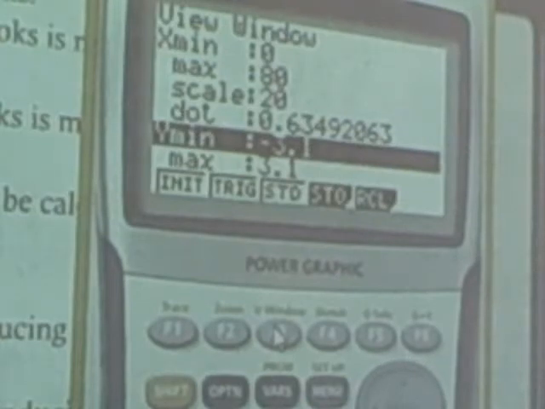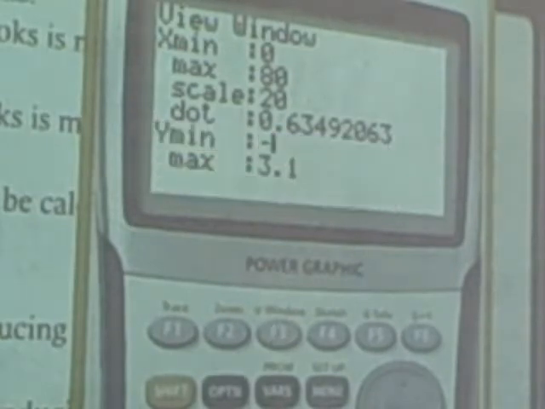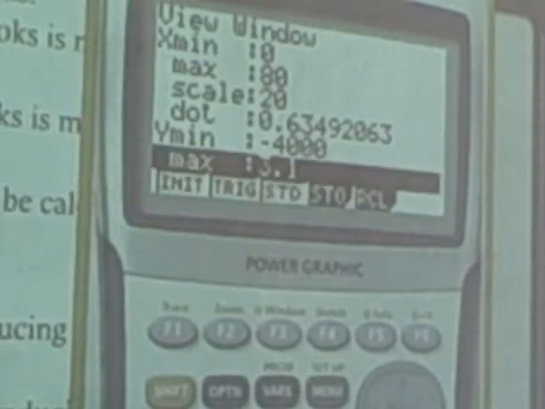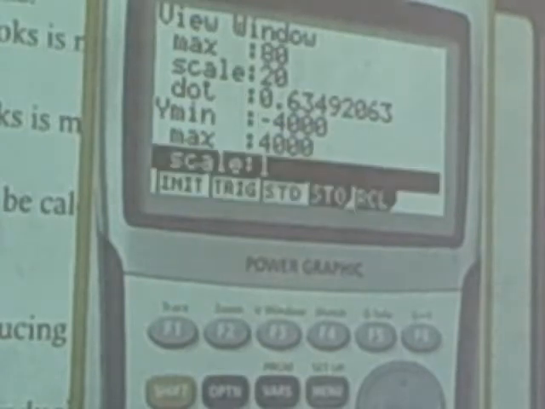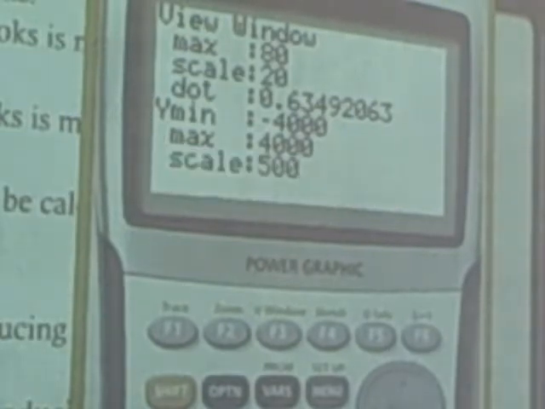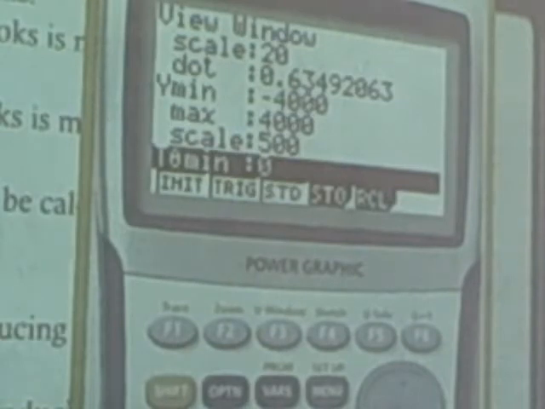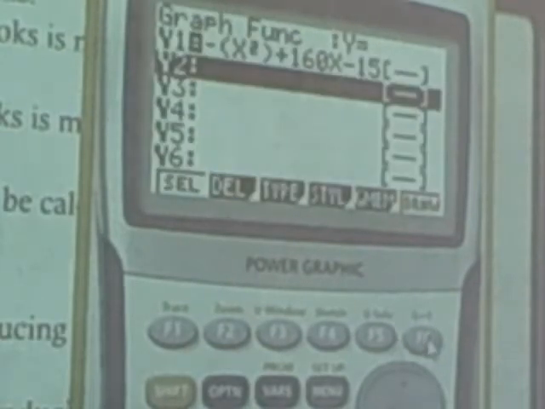What's the y minimum? This is what I have to make very negative. Let's make it negative 4,000. 1, 2, 3. Negative 4,000. What about a maximum? Well, let's try maximum 4,000. We'll see where we get. This is just a trial and error process, and we'll see what we get. All right, so I think I'm all set. Let's leave that scale. We'll put that scale at 500, so that'll give us a tick mark every so often, and I think that should do it. Okay, let's try to draw it again now.